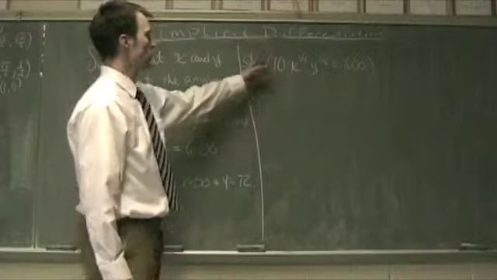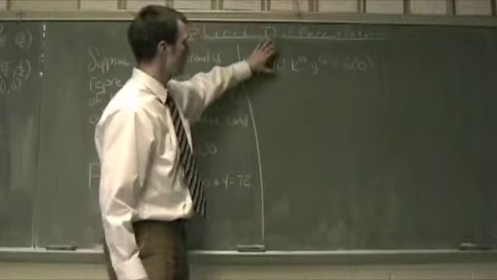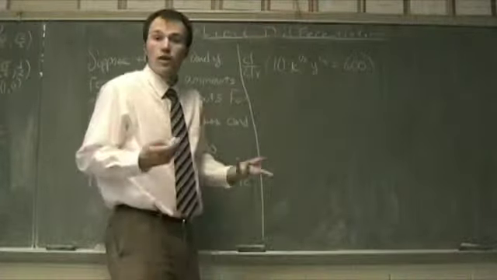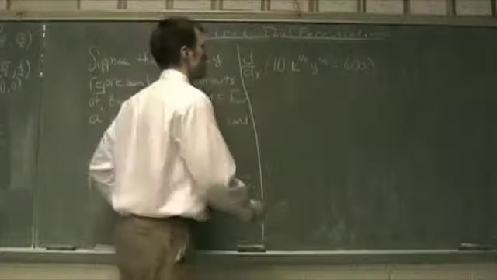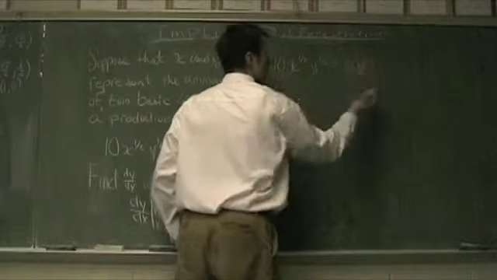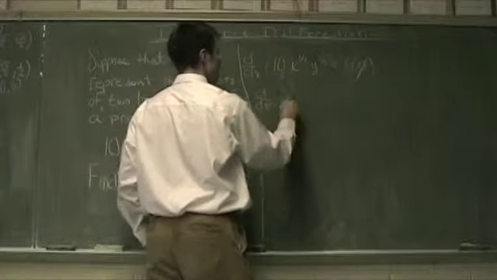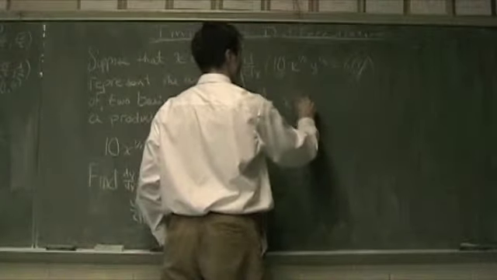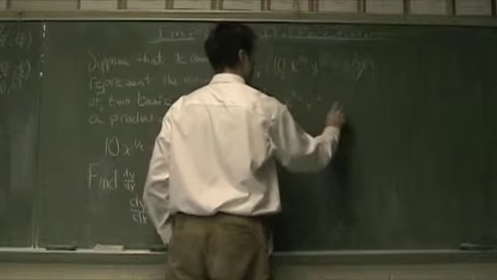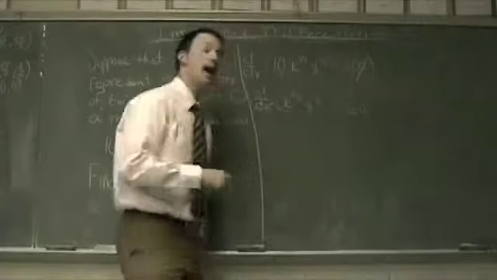So first thing I'm going to do is move this 10 to the other side, because the 10 isn't really going to affect anything. It's a constant. So as I divide both sides by 10, these zeros cancel, and we really have d/dx of x to the 1/2, y to the 1/2 is equal to 60.